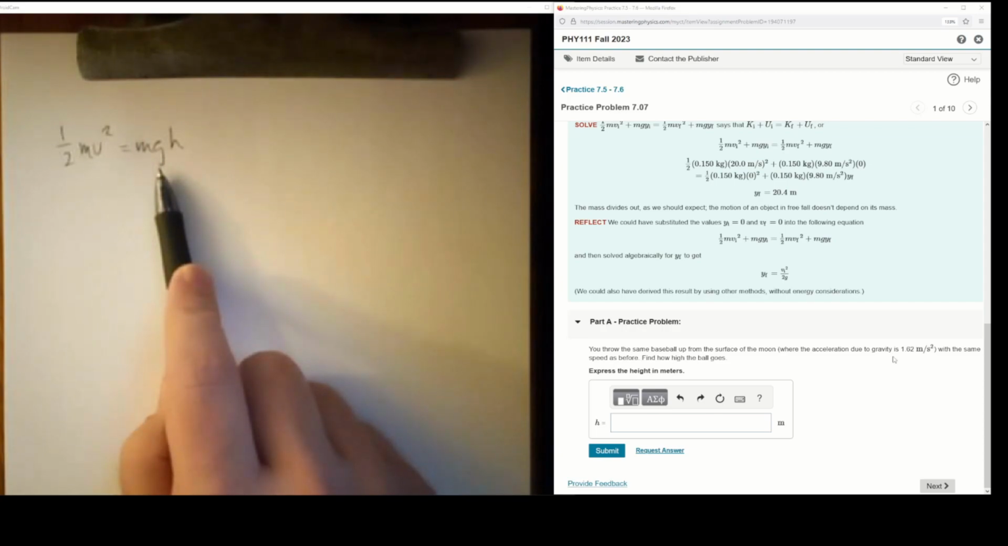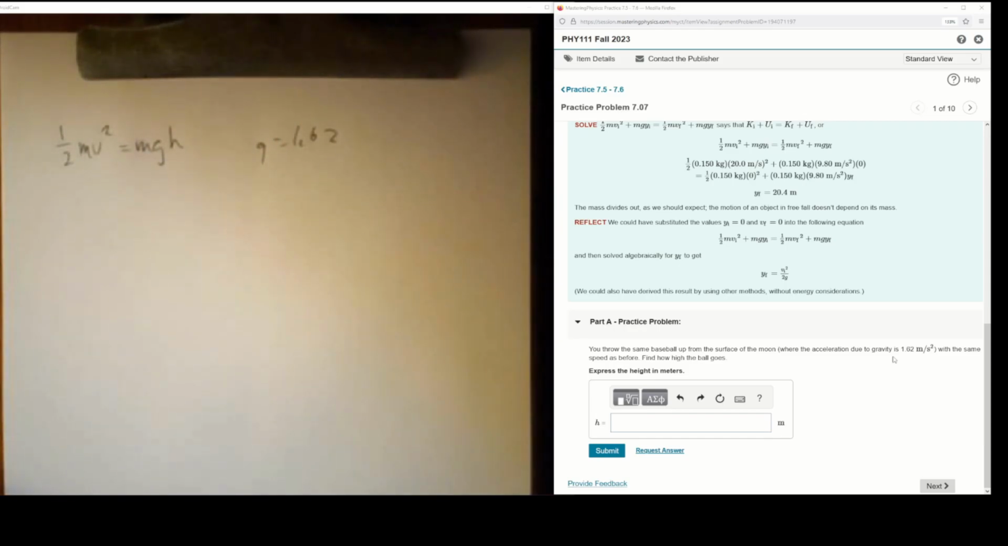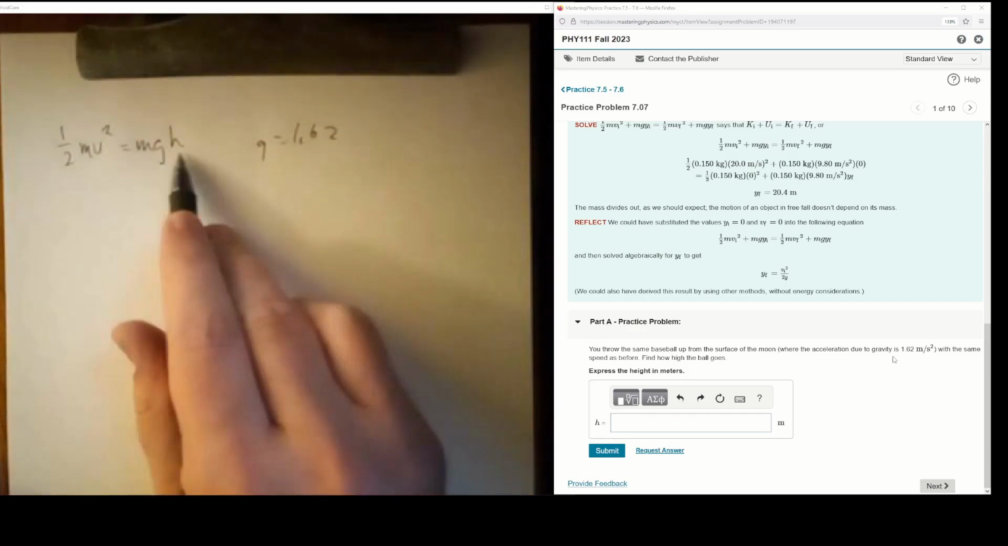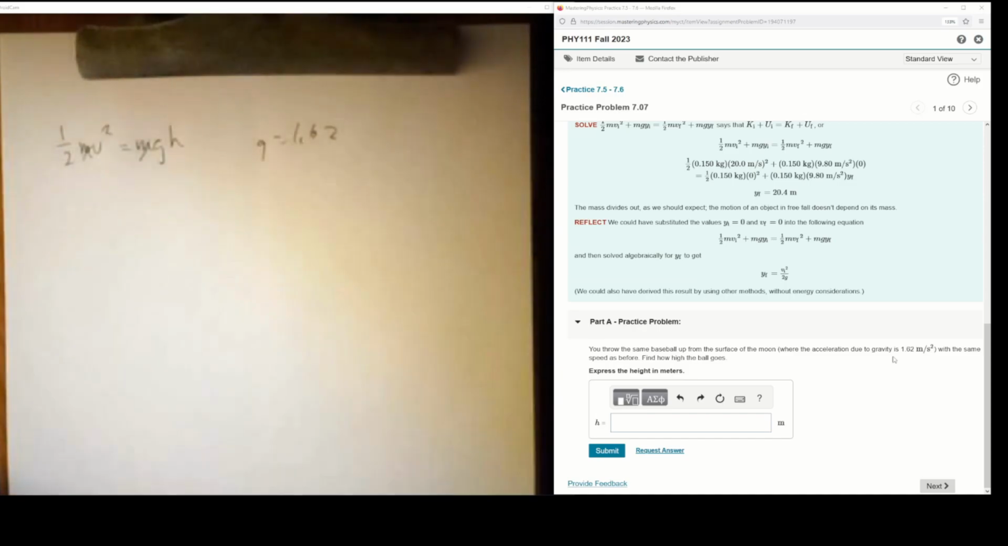So instead of 9.8 on Earth, it is 1.62 for the moon. And we're just being asked how high it goes, so we're solving for h. And the masses here will divide out, and we can just divide by g to get h.